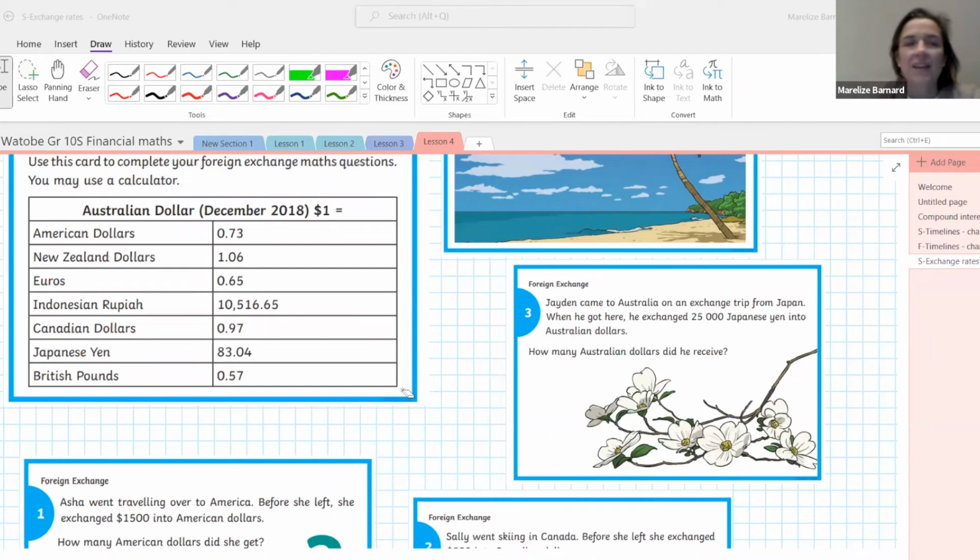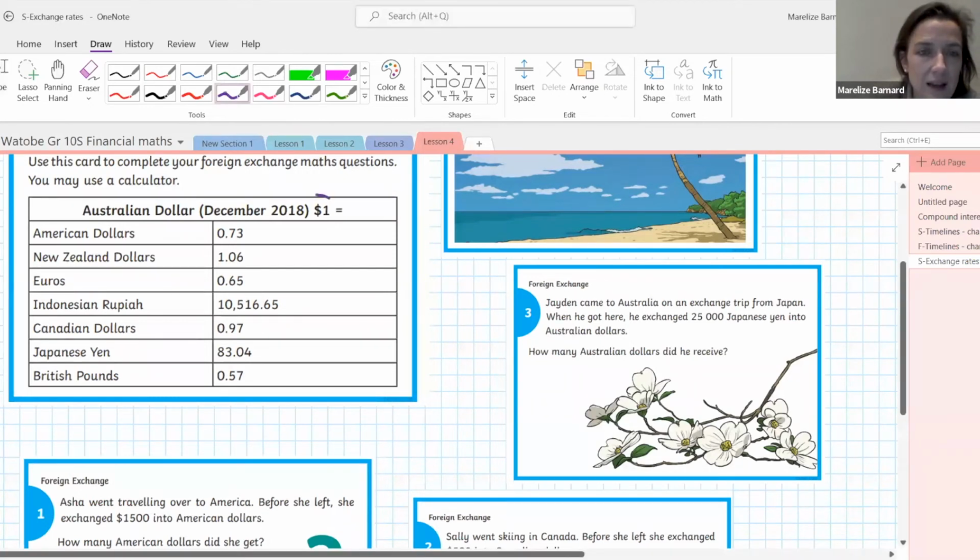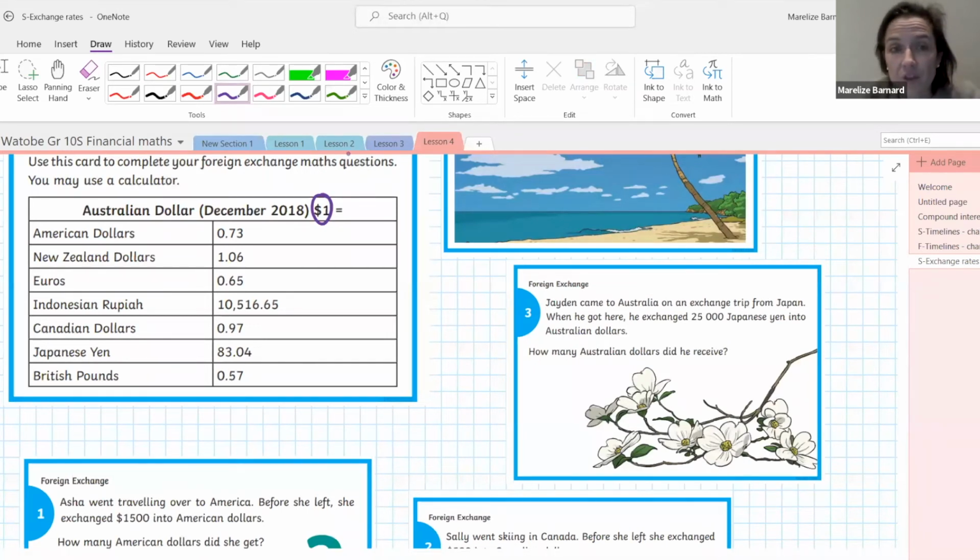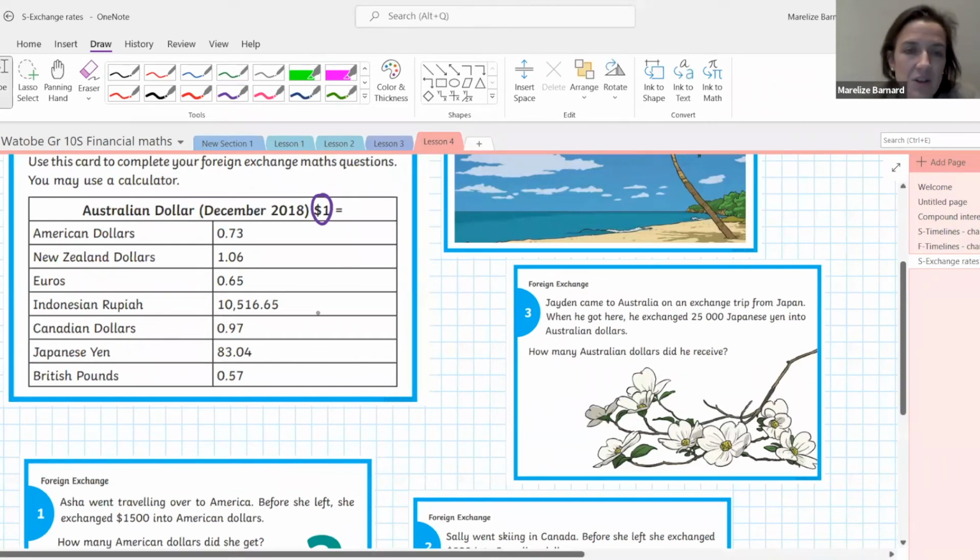Okay. So here's our conversion table. So it tells us 1 Australian dollar. So in this case, don't confuse that dollar for an American dollar. It is an Australian dollar. So 1 Australian dollar, and then it gives the exchange rates for American, New Zealand, euros, etc. Okay. So let's go to our first stop.